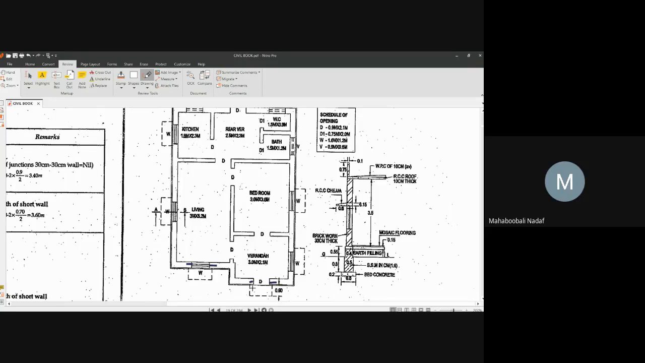0.9 plus 0.15 plus 0.15. How much it is coming? It is coming out to be 1.2. Okay. What is this chajja width? 0.6. 0.6, sir. Very good.